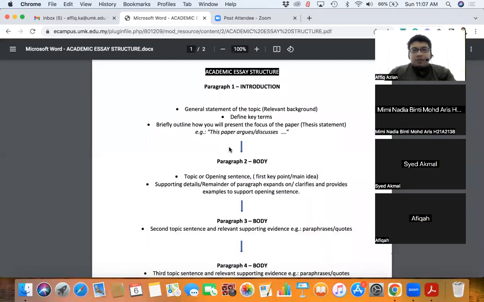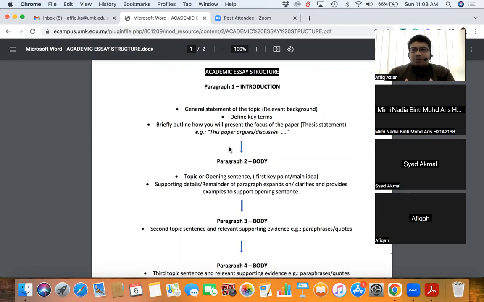What do we have in the introduction paragraph? Normally in the introduction paragraph, we will have a general statement, like the background of the topic. So let's say the topic is about whether vaccination is good or bad, is safe or not safe. Then we'll talk about the background of the issue about vaccine. So what happens nowadays, the issue about vaccination and the pandemic, for instance.